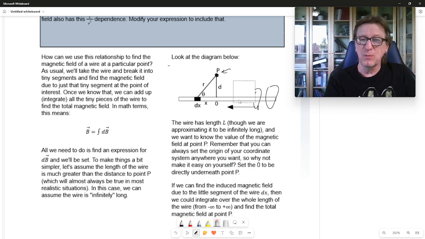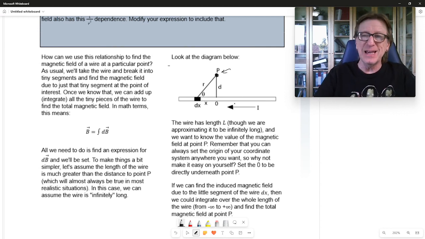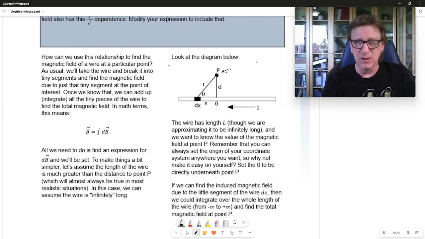So we've taken care of this before. It's basic calculus class. All we need to do is take one small little chunk of wire, that dx part of the wire, and then integrate along the entire length of the wire. Now, the wire has a length of L, and we're going to approximate it to be infinitely long. Now, remember, nothing is infinitely long.